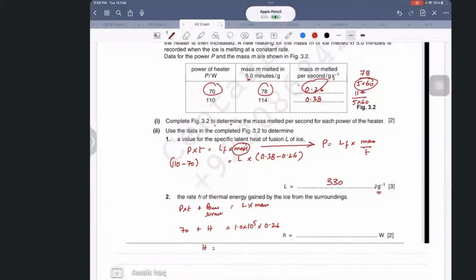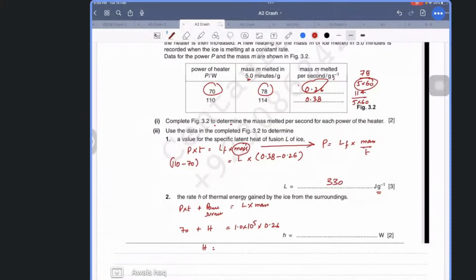Yeah. 330. So we're going to add 330 here. Now can you please find H? I think it should be somewhat like 20, 25, I don't know, something like that. 15.8. Oh, cool. 15.8. So that should be 16 watts. Do you guys understand this? Everyone.